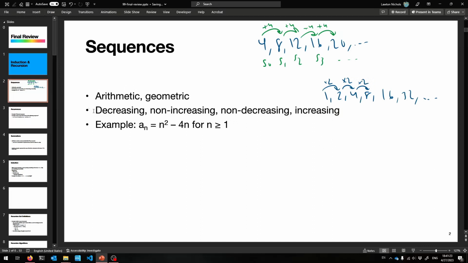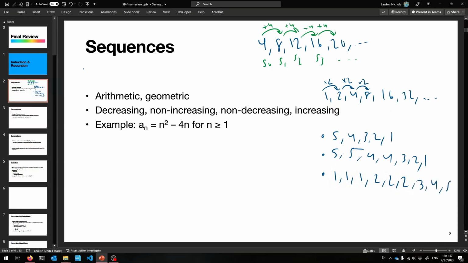Once you have a sequence, you can always classify it into decreasing, non-increasing, non-decreasing, and increasing. So let me give you some ideas of that. A decreasing sequence is one like this: 5, 4, 3, 2, 1. It's always getting smaller. A non-increasing sequence is either always getting smaller or staying the same. So it's like 5, 5, 4, 4, 3, 2, 1. That's totally fine. A non-decreasing list is one that's always staying the same or getting bigger.